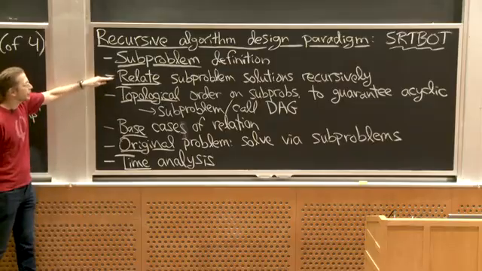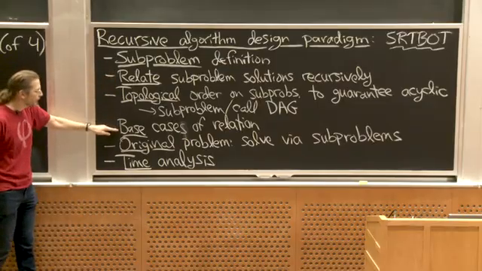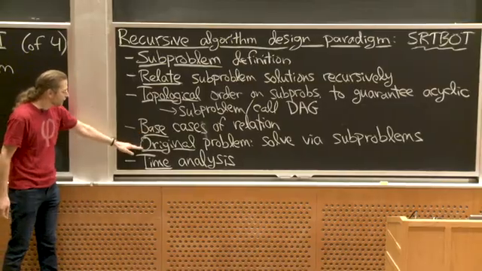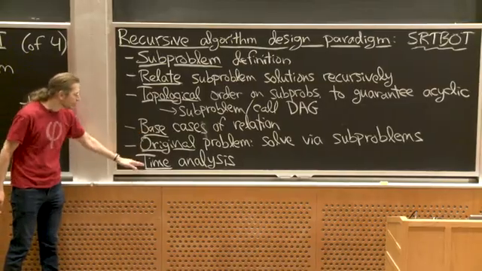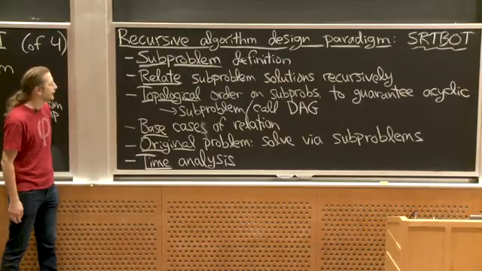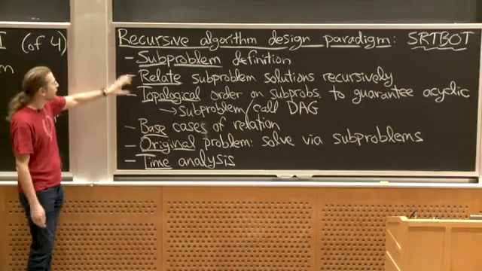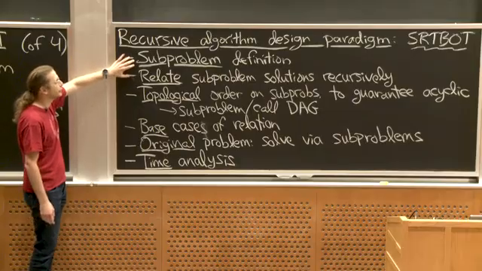Then, of course, any recursive structure needs base cases, so that's a useful step not to forget. We want to solve the original problem using these subproblems, and then we analyze our running time at the end. So 6 easy steps. Actually, the hardest ones are these two, which are interrelated.